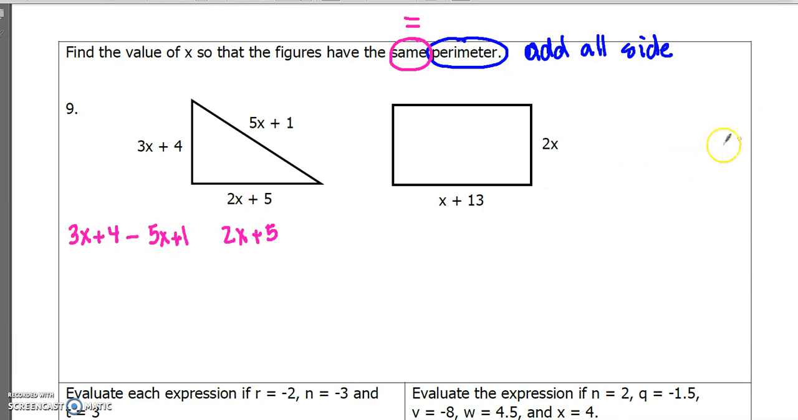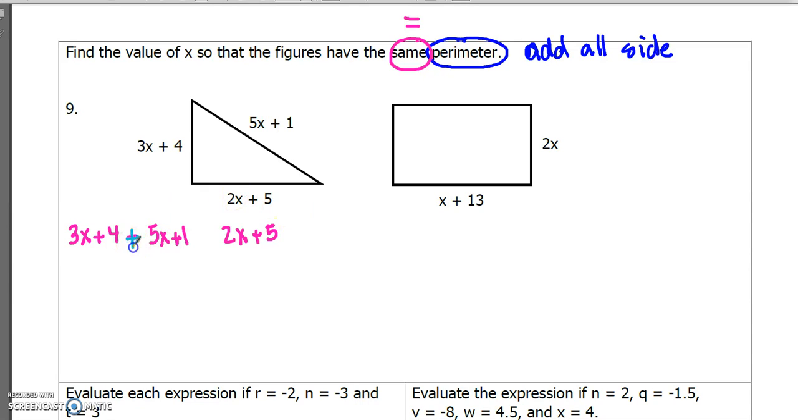Sorry, I'm trying to change my color. Sorry guys, technicalities. Alrighty. Okay, let's try this.